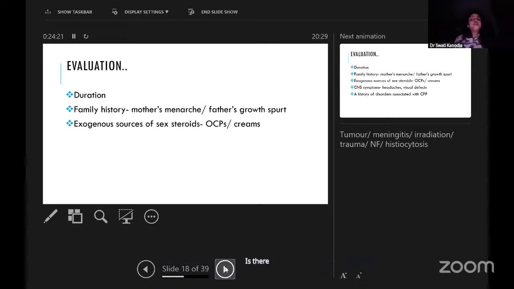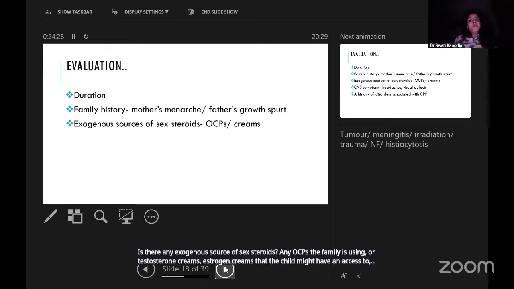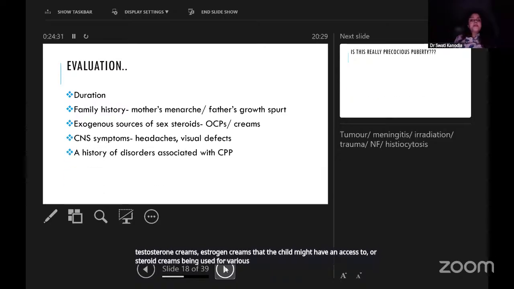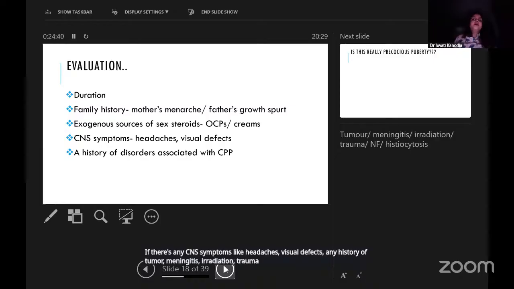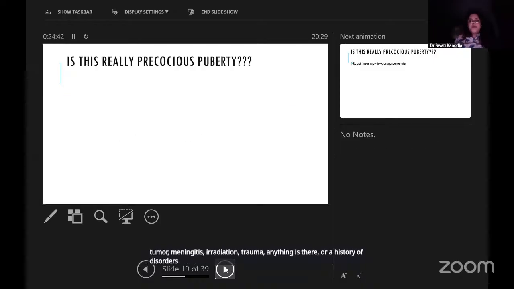Is there any exogenous source of sex steroids, any OCPs the family is using, or testosterone creams, estrogen creams that the child might have access to, or steroid creams being used for various purposes? Are there any CNS symptoms like headaches, visual defects, any history of tumor, meningitis, irradiation, trauma, or a history of disorders associated with CPP?